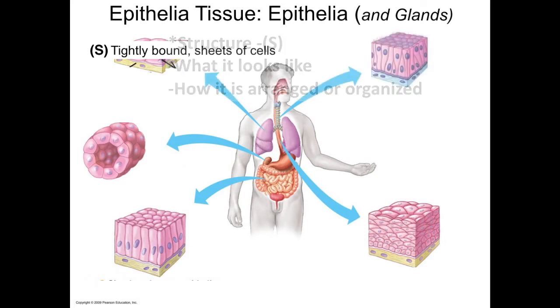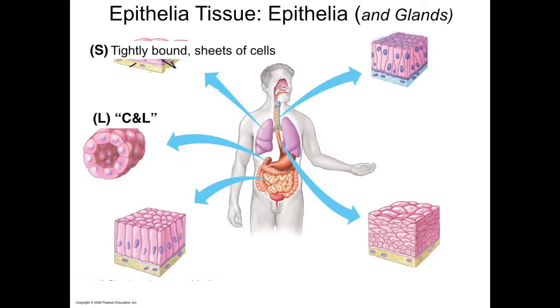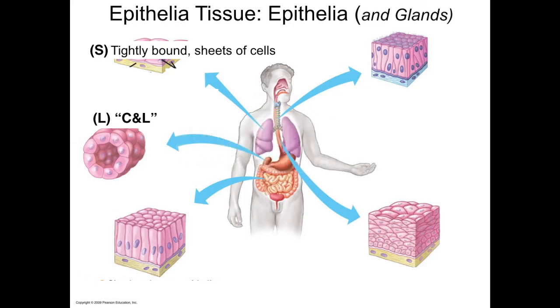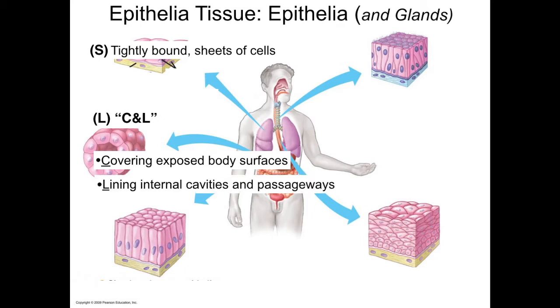So you're going to find these sheets of cells covering exposed body surfaces. In fact, the word epithelium means covering in some language. And you'll find epithelial sheets lining internal cavities and passageways. So when you see that L in parentheses, that means the location. That is, where do we find the cell, tissue, structure, or organ? So the C and L there means covering and lining. And it's the simplest way to remember where you'd find epithelia. And it's also very close to what its function is, which we'll talk about in a second.